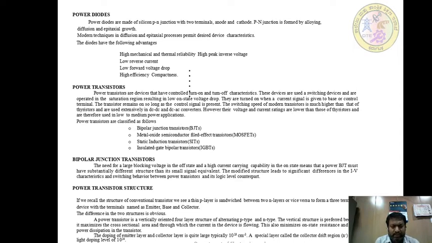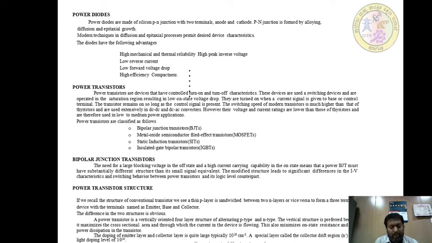Bipolar junction transistors. Already you have come across many more in-depth concepts on BJTs with respect to various classifications, modes of operation, and so on. Right now, in a line, with respect to power electronics, the need for a large blocking voltage in the off state and a high current carrying capability in the on state means that a power BJT must have a substantially different structure than its small signal equivalent. The modified structure leads to significant differences in the I-V characteristics and switching behavior between power transistors and their low level counterparts.